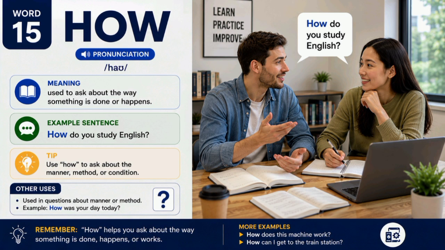Number 15 is how. It is used to ask about the way something is done or happens. For example, how do you study English? Use how to ask about the manner, method, or condition. It is used in questions about manner or method. Example, how was your day today?